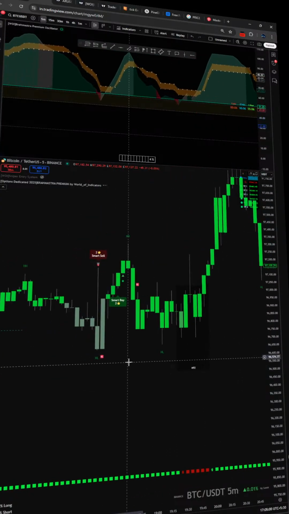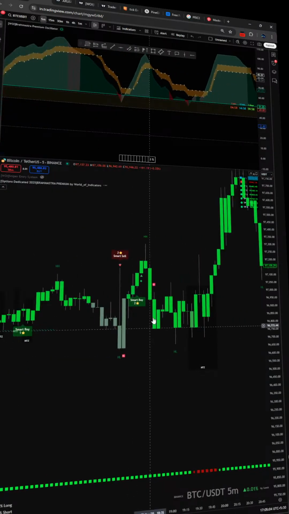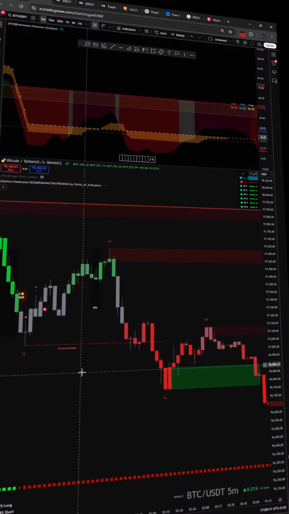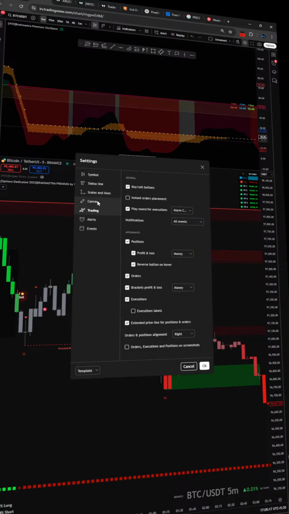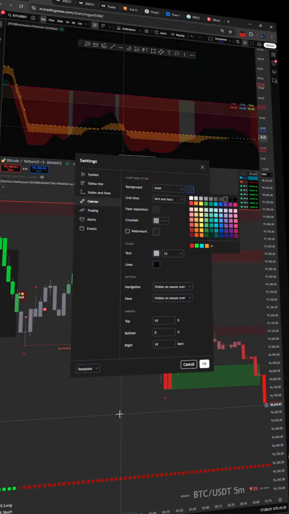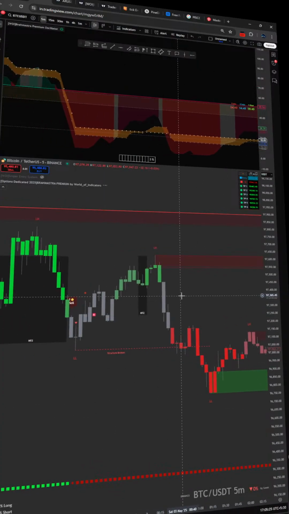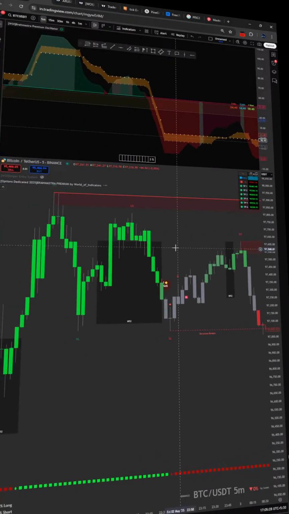let me take this. So we have applied no trading zone. Actually, let me change the canvas color. I think I can explain better on this color. So no trading zone, you can see this no trading zone here.